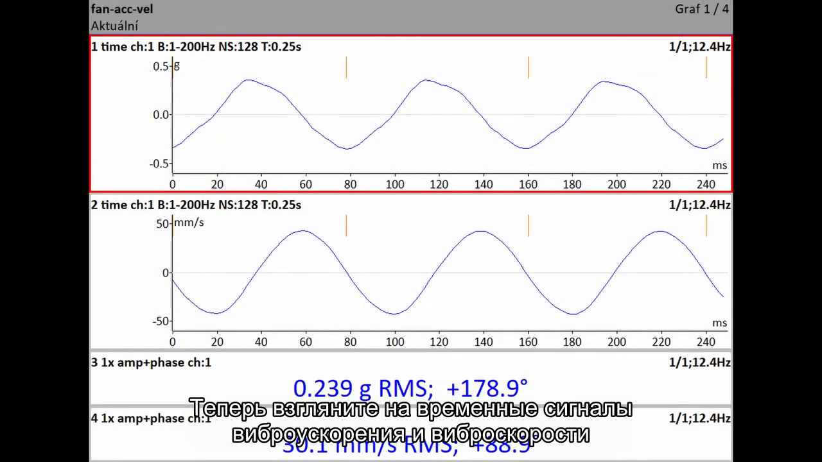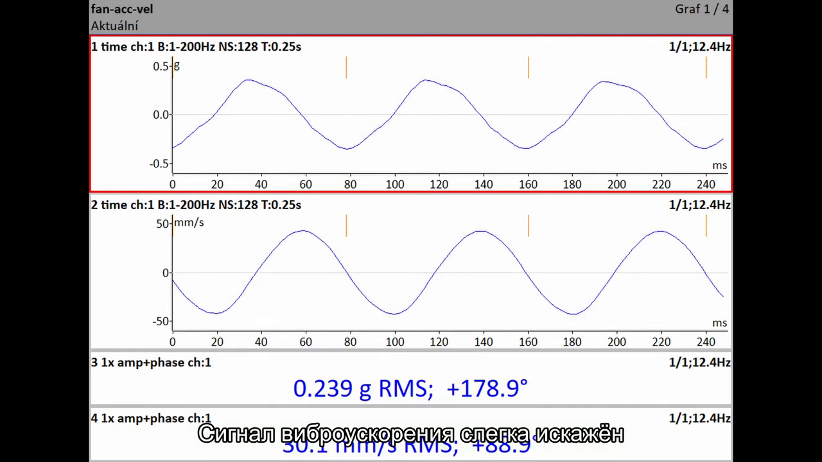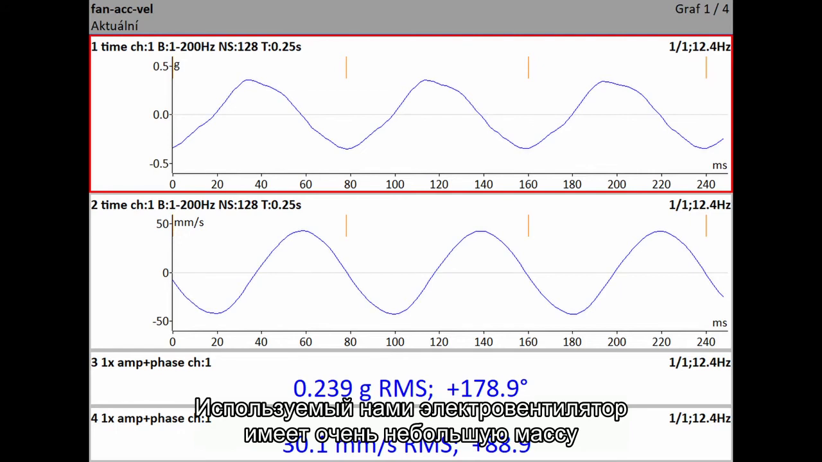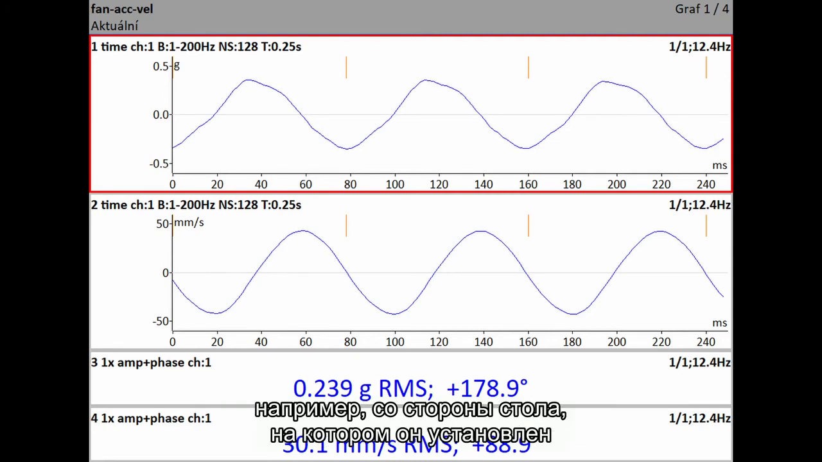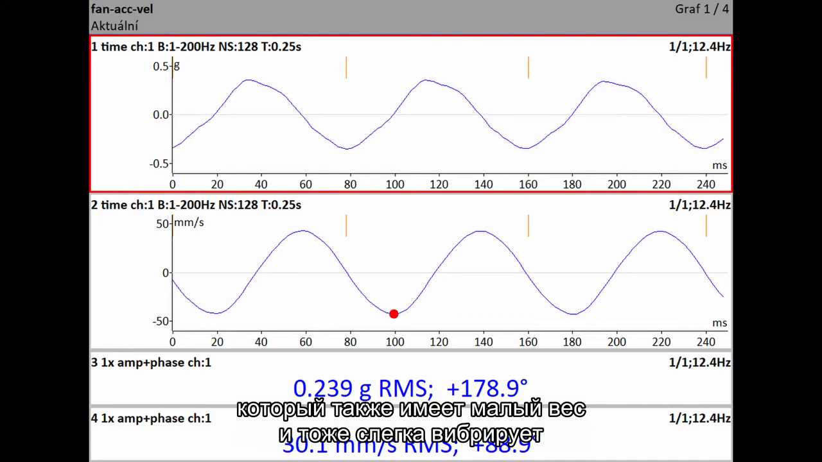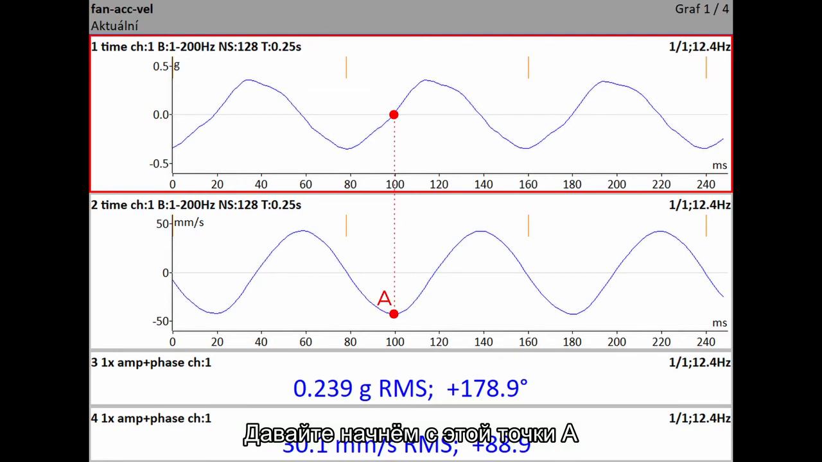Now, please look at the acceleration time signal and the velocity signal. The acceleration signal is a little distorted. The electric fan which we used has very low mass. It means there are more influences, like for example the table under the fan, which is lightweight and also vibrates a little. Let's begin at this point A.